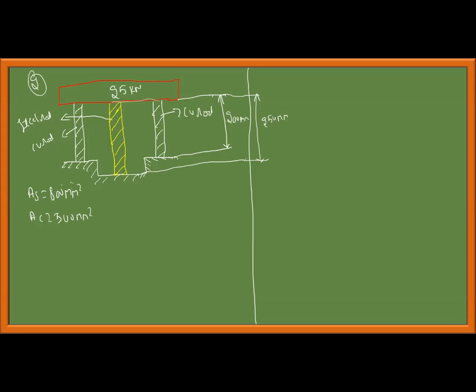If the modulus of elasticity of steel is twice that of copper, find the stresses induced in copper rod and steel rod. This is the problem statement. The approach is very simple.